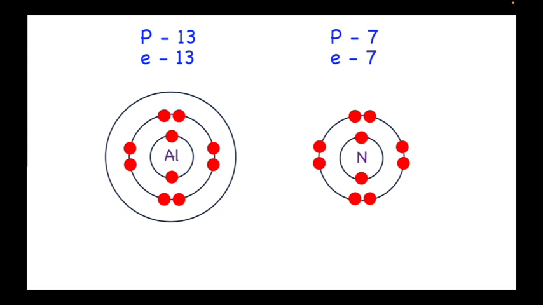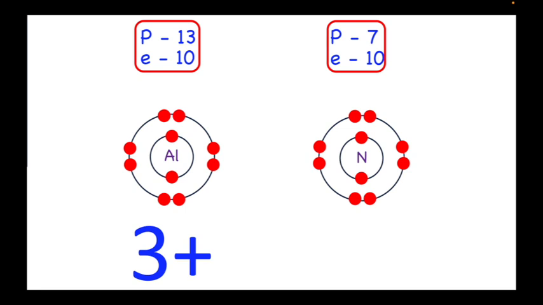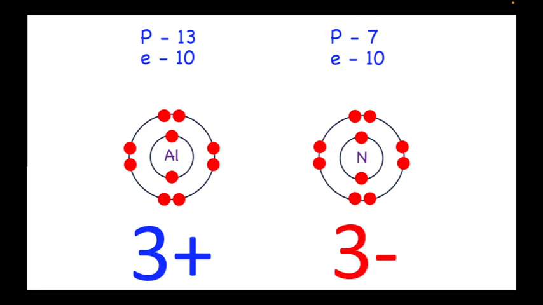When both come together, aluminium donates its 3 electrons to nitrogen. Now aluminium becomes aluminium 3 plus because it has 13 protons and 10 electrons now, and nitrogen becomes nitrogen 3 minus because it has 7 protons but 10 electrons.